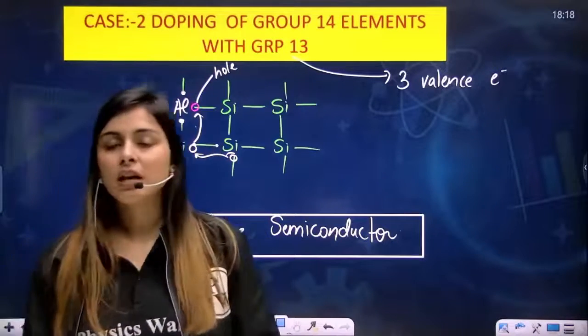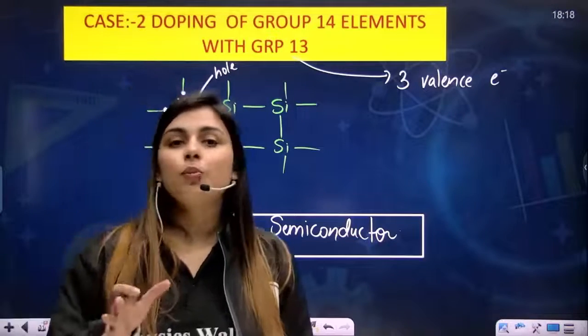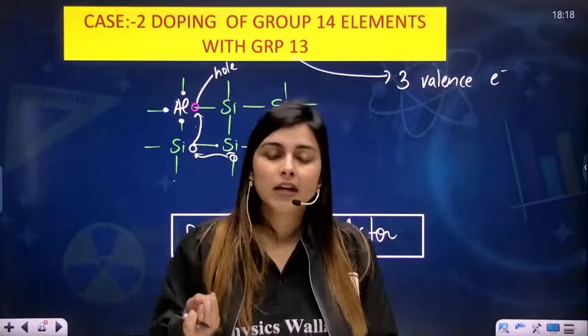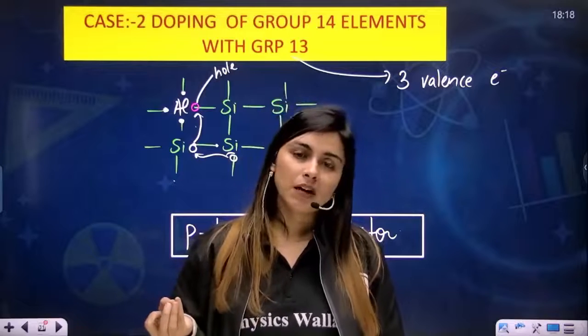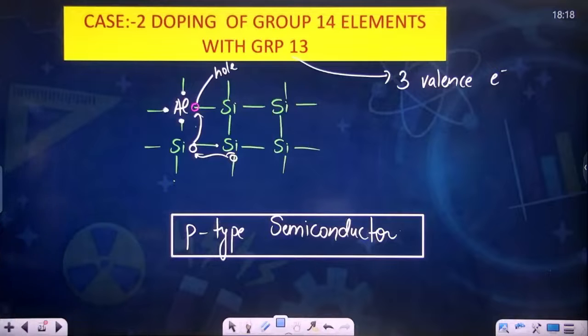This type of conductor is known as your p-type semiconductor. Whenever the doping is of a group 14 element with a group 13 element, then that type of semiconductor is known as a p-type semiconductor. I hope you're clear with this. Perfect, my dear students. Please write it down.